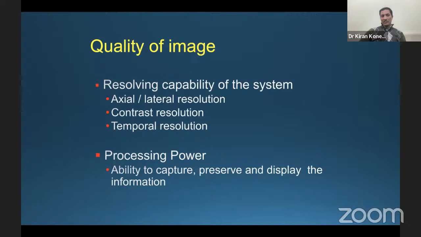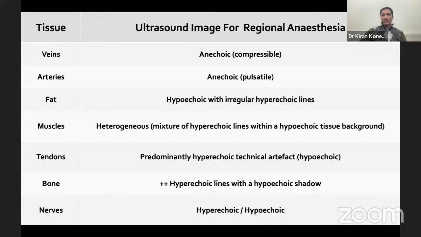Coming to the ultrasound image of the various structures that we normally tend to come across. If we look at the veins, they usually appear anechoic and reasonably compressible. Arteries appear very similar to the veins, but they are usually pulsatile and less compressible. Fat appears hypoechoic with irregular hyperechoic lines, so you'll see more of a fish scale pattern.